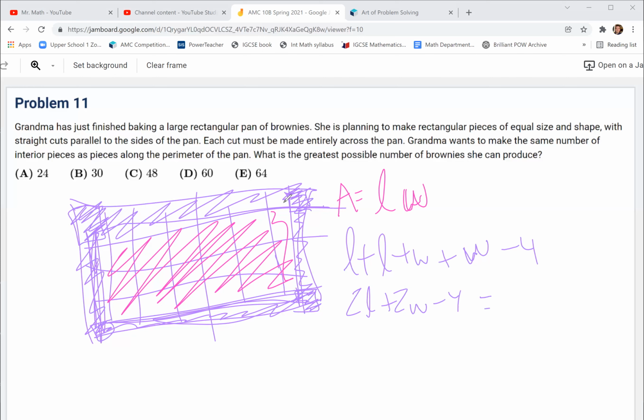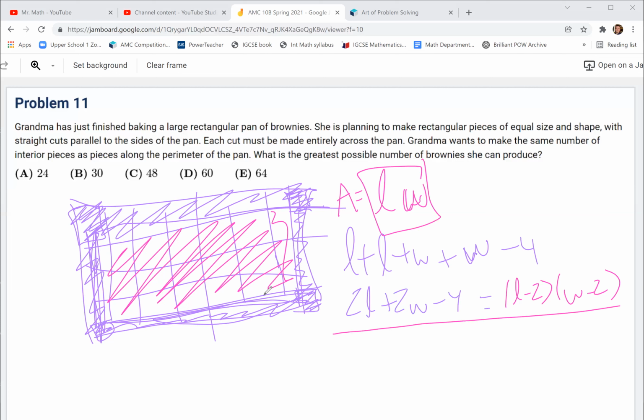How many pieces are in the middle? If this is L, we're taking away 1, 2 from the length, and we're also taking away 1, 2 from the width. So the area of the pink rectangle would be L minus 2 times W minus 2. So we need to find the largest value of LW that satisfies this equation.